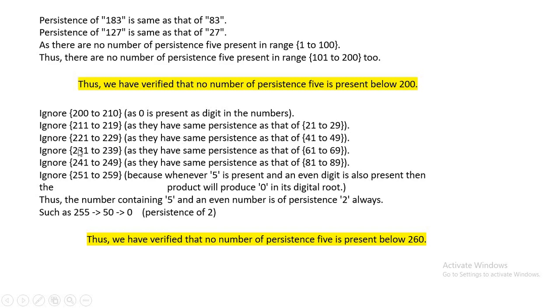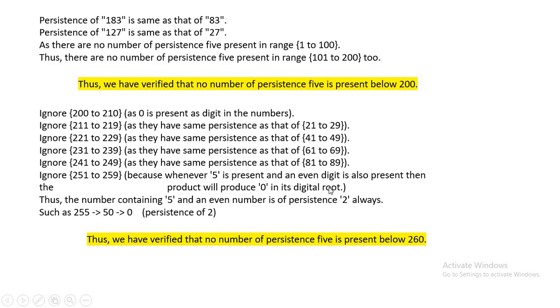So 231 to 239 also lies in 61 to 69. 241 to 249 persistence is the same as that of 81 to 89. Now 251 to 259. Here, whenever 5 is present and an even digit is also present, then the product will produce 0 in its digital root.